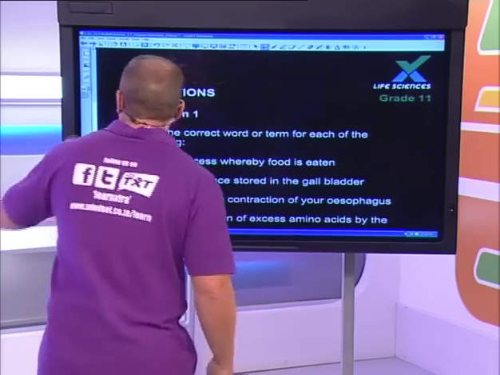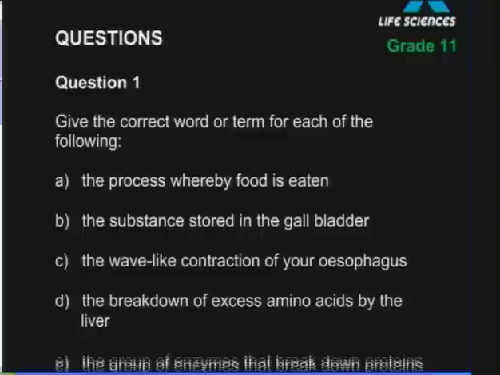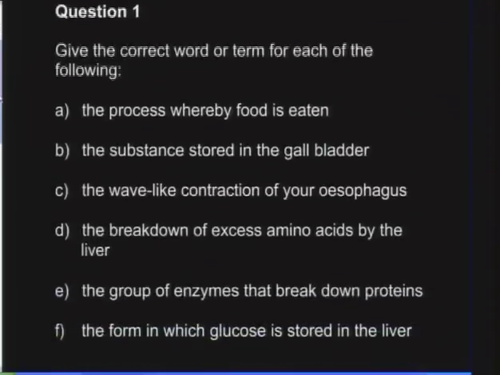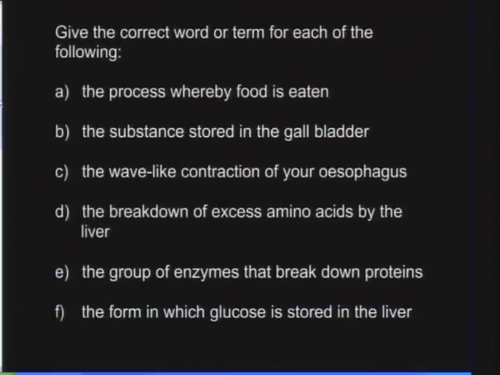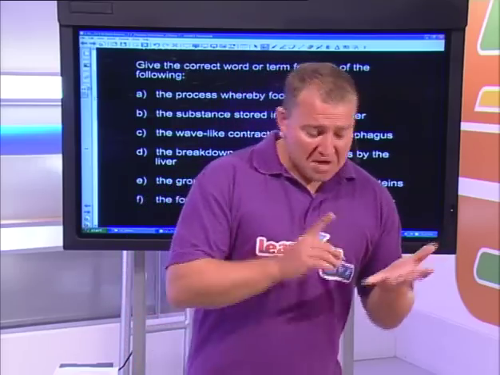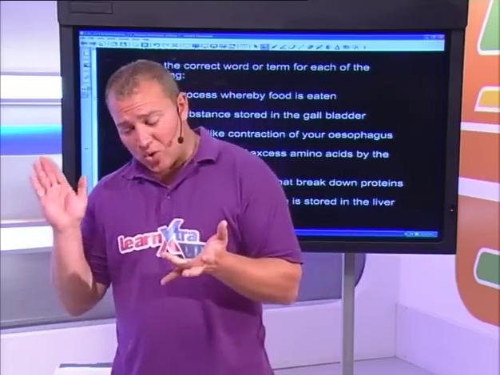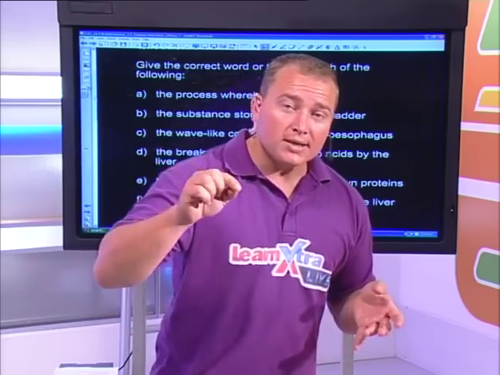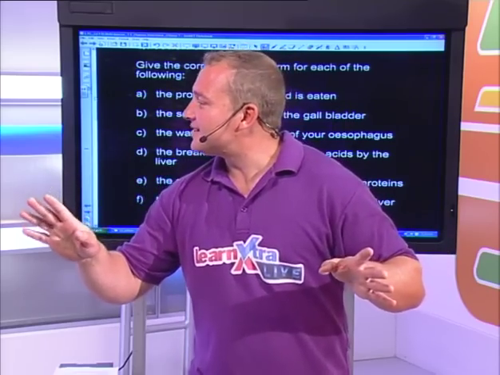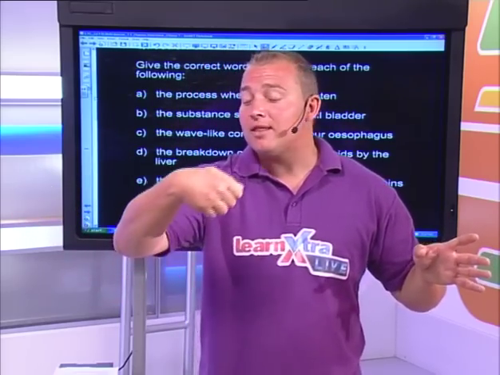Okay, let's have a look. Give the correct word or term for each of the following. The process whereby food is eaten. Okay? I'm not talking about mechanical digestion. I'm not talking about chemical digestion. The part where we take food off the cake, isn't it? Cake, yes. Cake on a fork in the mouth.